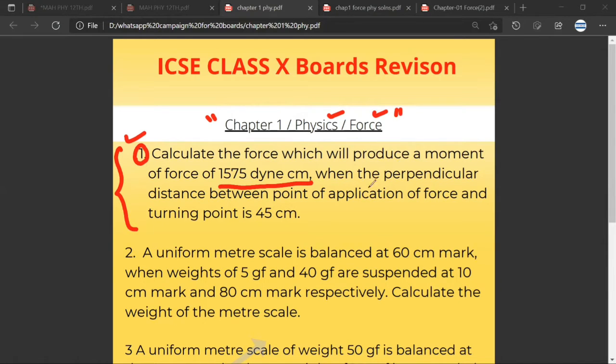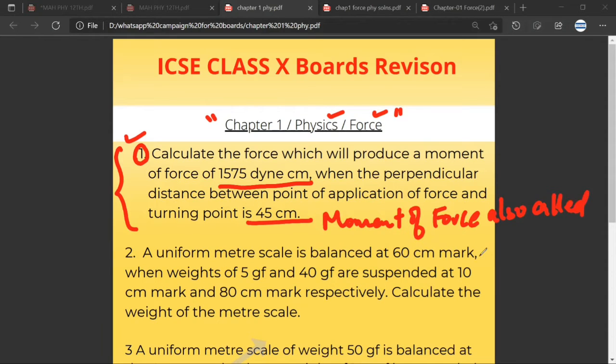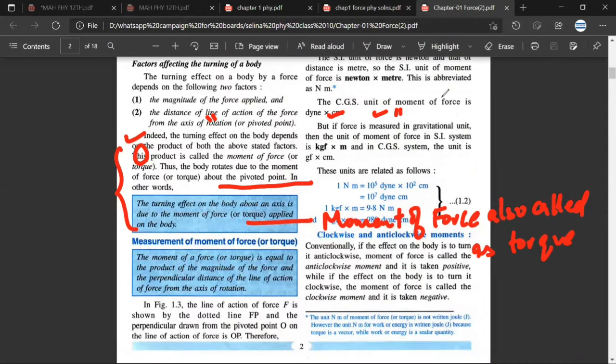Or perpendicular distance 0. The moment of force will be equal to force into perpendicular distance. Moment of force is also called as torque. So moment of force की जो definition है वो आपकी बुक में लिखी हुई है यहाँ पर.